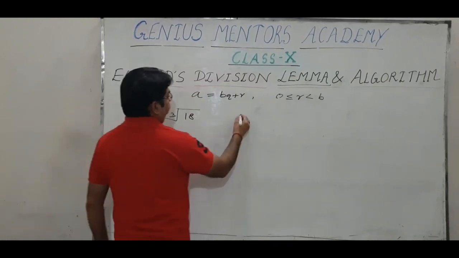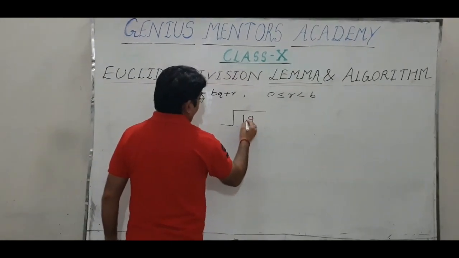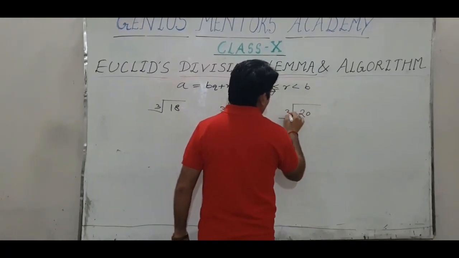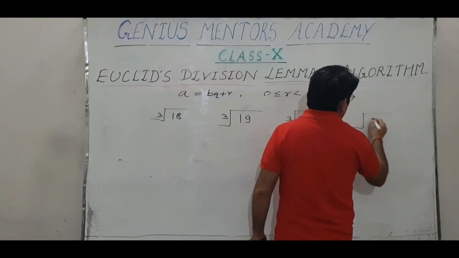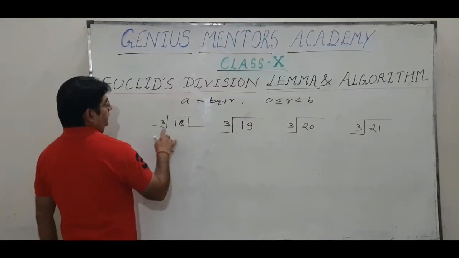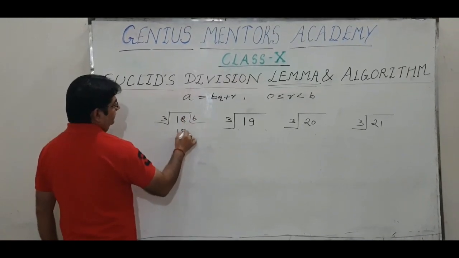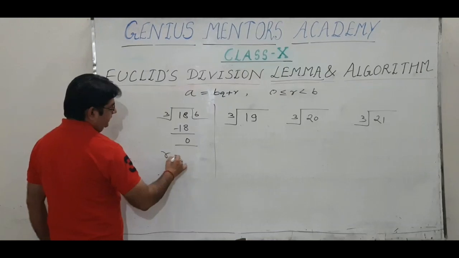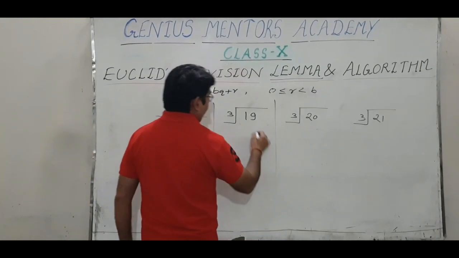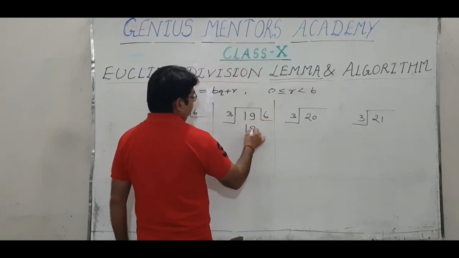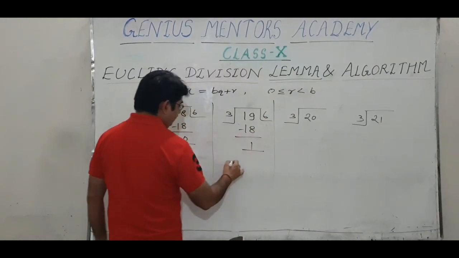18 divided by 3, 19 divided by 3, 20 divided by 3, and 21 divided by 3. 3 6 18, remainder is 0. Here remainder is 0. 3 6 18, here remainder is 1.